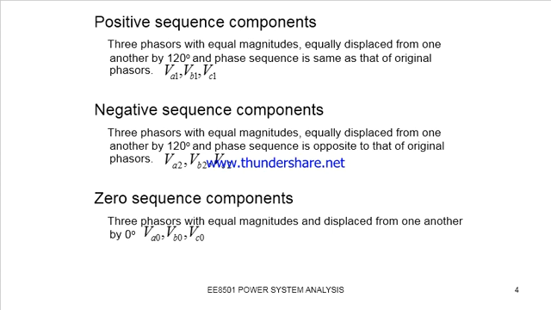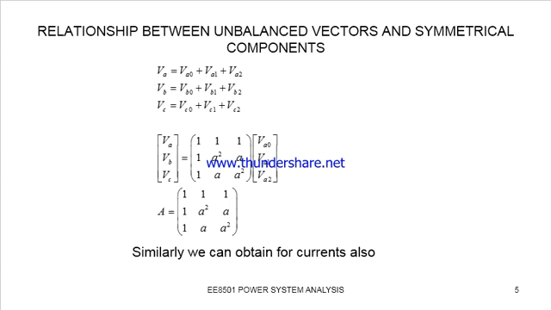While considering the negative sequence components, the three phasors with equal magnitudes are equally displaced from one another by 120 degrees, and the phase sequence is opposite to that of the original phasors. Let them be VA2, VB2 and VC2. Zero sequence components are equal in magnitude and displaced from one another by 0 degrees. There is no angular difference. Let them be VA0, VB0 and VC0.